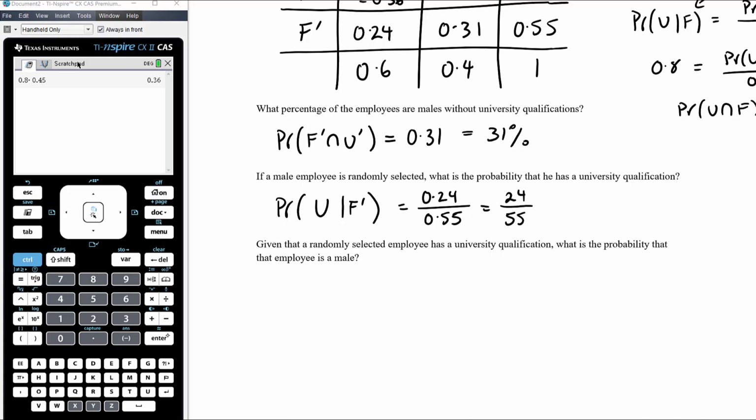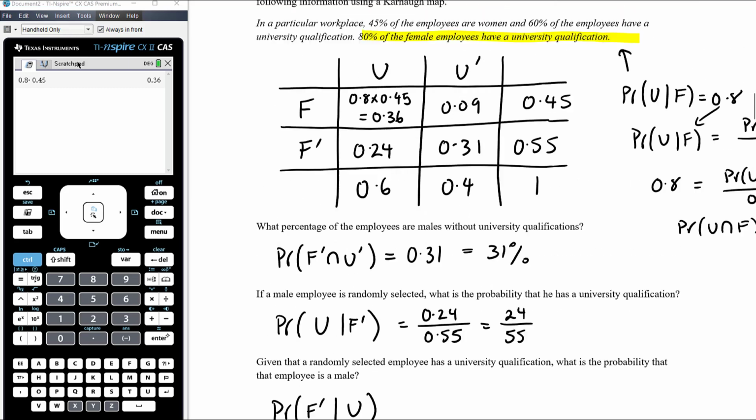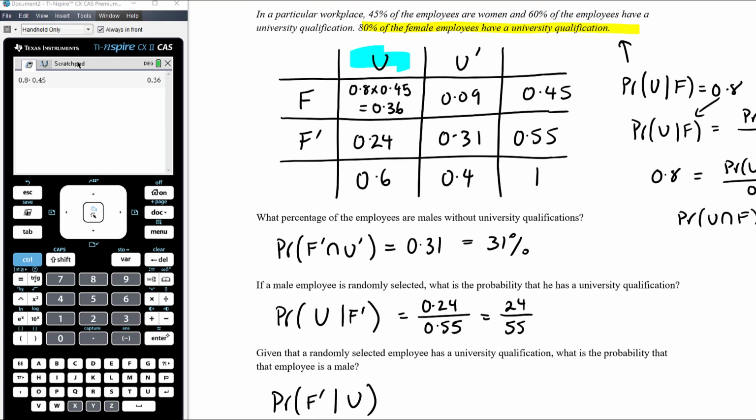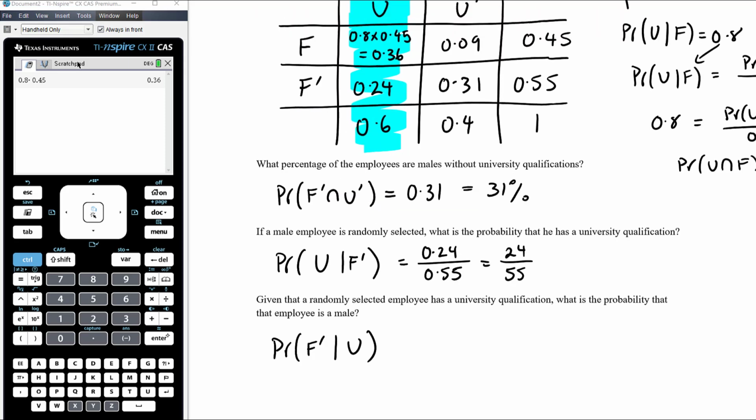Okay. Right, second one: given that a randomly selected employee has a university qualification, what is the probability that the employee is male? So the probability of not female given that they have a university qualification. The condition is that they have a uni qualification, so that they are one of these 60%, or 0.6. The probability that they're not female is going to be 0.24 out of 0.6. So it's 0.24, which is the intersection of those two things, not female and university, over 0.6, which is the probability of university. So it's fitting the formula that we're familiar with.